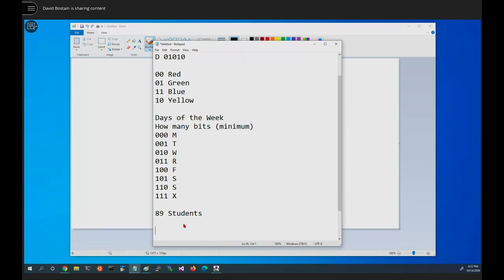Is it six? Well, what's two to the sixth? 64. 64 is 2 to the 6. That's right. So 64 is too small. And you're right about 128 being the next power above that.